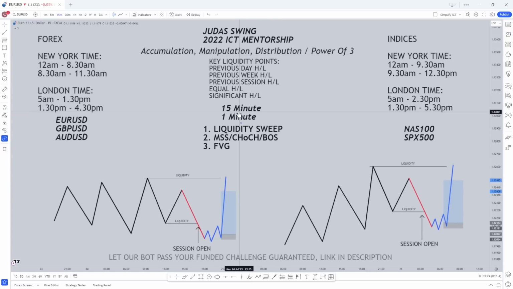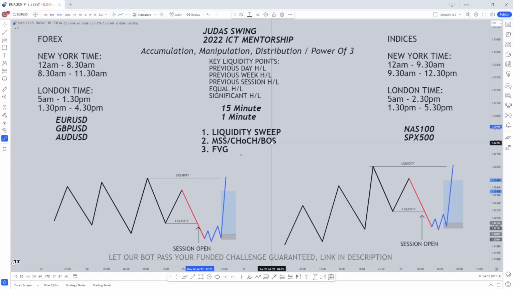The time frames we're going to be using are the 15-minute and the 1-minute time frame only. It's literally very easy. The pairs it works best on for forex are EURUSD, GBP/USD, and AUD/USD. ICT himself recommends these. And for indices, it's NAS 100 and S&P 500. You can backtest this yourself and see what works best for you. For my testing, these are the pairs it works best on.